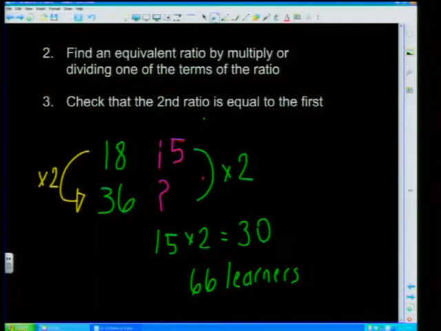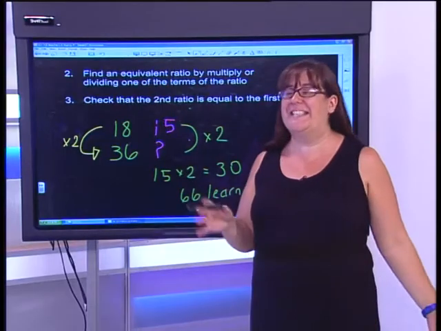Sure. I'm glad I don't have to teach 36. I hope there's a really big classroom for those 66 learners. Absolutely. I hope there's more than one teacher for the class.